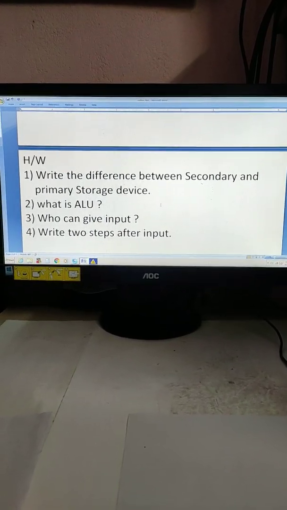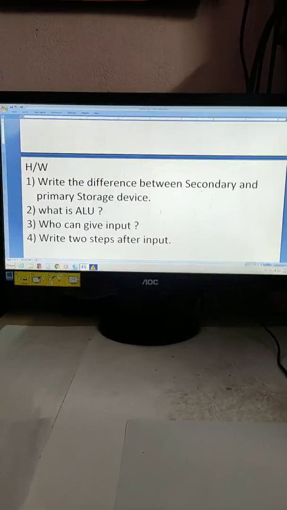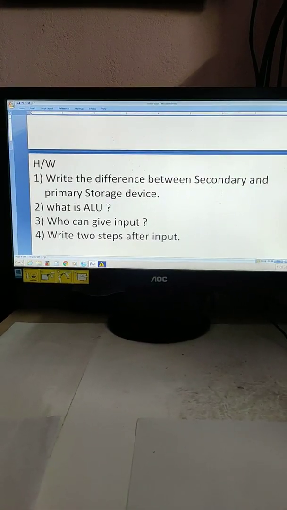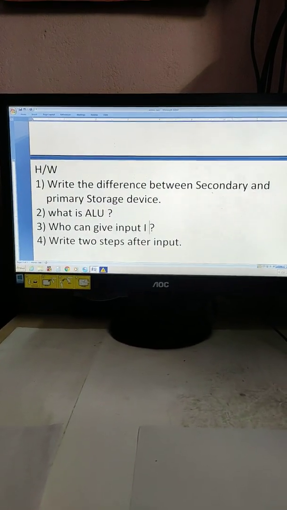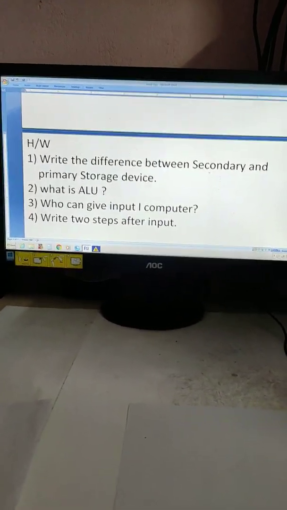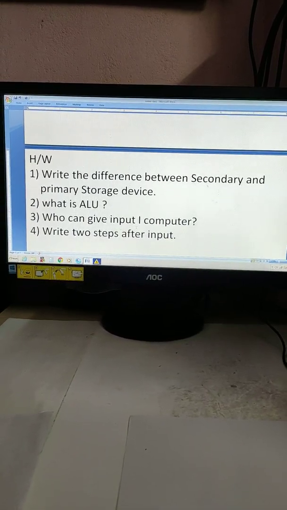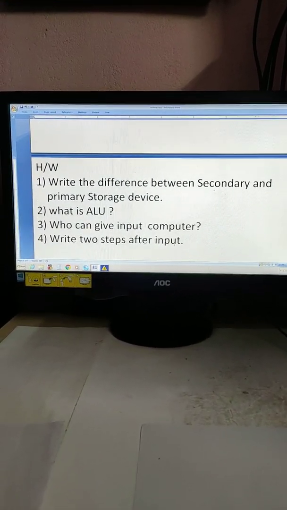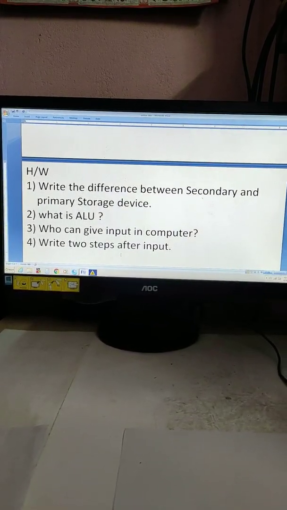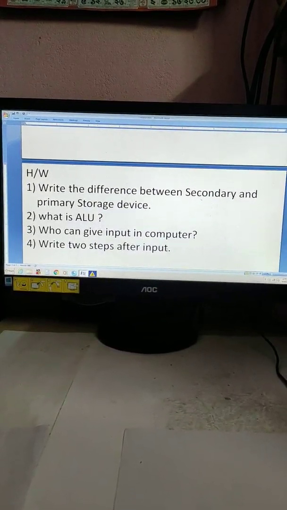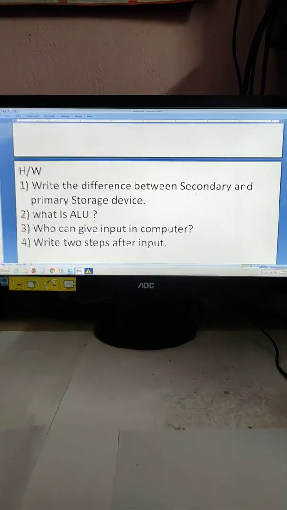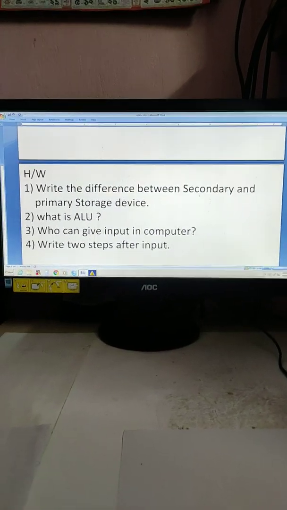What is ALU? Who can give input in a computer? And write 2 steps after inputting. After input, write 2 steps.